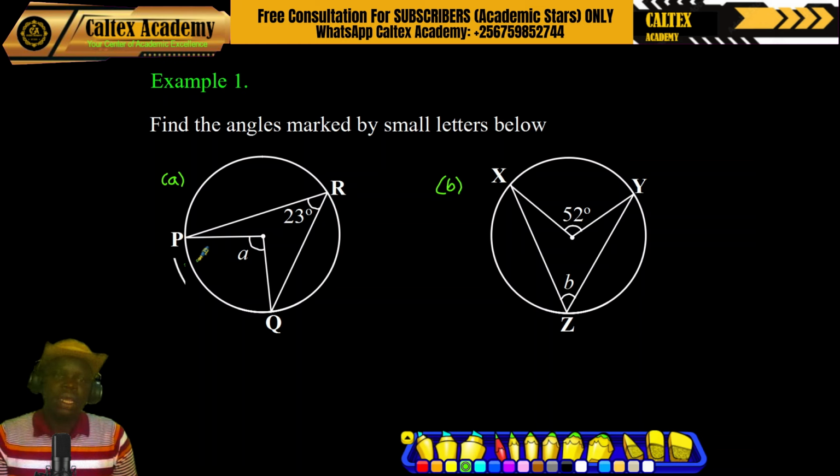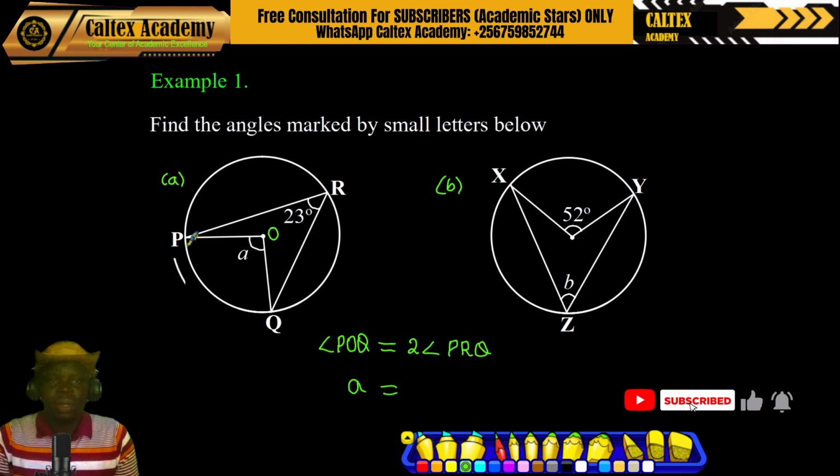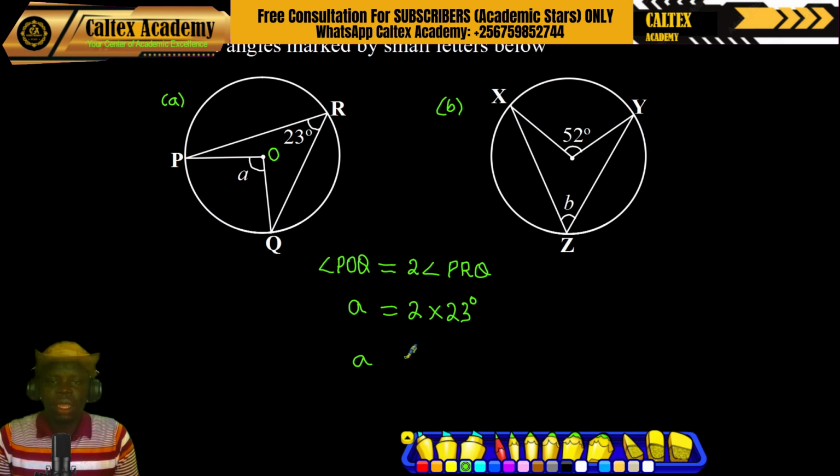Now let's take a look at part A, and we have this circle. This time we are using the arc PQ since we don't have any of these chords here. The angle subtended at the center is twice the angle subtended at the circumference. So we can say angle POQ must be equal to twice angle PRQ. Angle POQ is A and angle PRQ is 23, so we multiply 23 degrees by 2. This will give us A equals 46. So that is the angle at the center, just double the angle at the circumference.